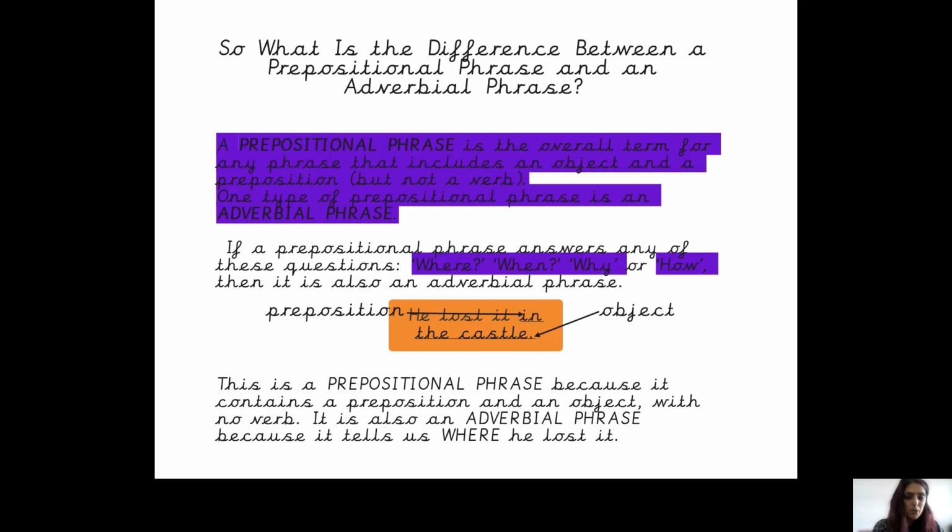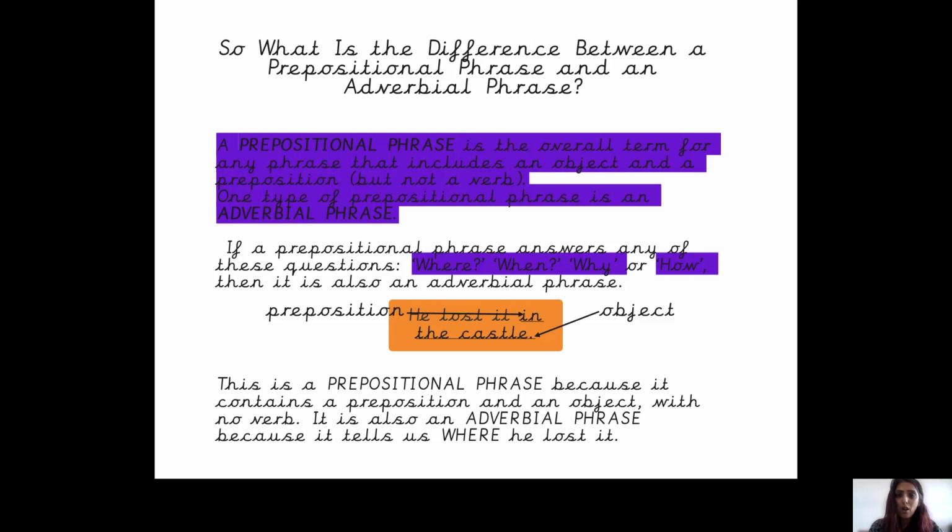So I hear you say, what's the difference between a prepositional phrase and an adverbial phrase? A prepositional phrase is an overall term for a phrase that includes an object and a preposition, but not a verb. Well done. So one type of prepositional phrase is an adverbial phrase. If the prepositional phrase answers any of these questions, where, when, why, and how, it's an adverbial phrase. So, he lost it in the castle. That's the preposition and that's the object. So there is a prepositional phrase because it contains a preposition and an object with no verb. It also has an adverbial phrase because it tells us where he lost it. He lost it in the castle. So this sentence works as both a prepositional and an adverbial phrase.